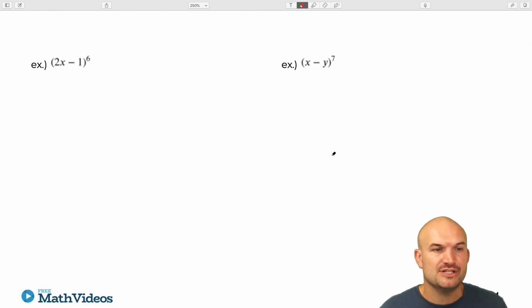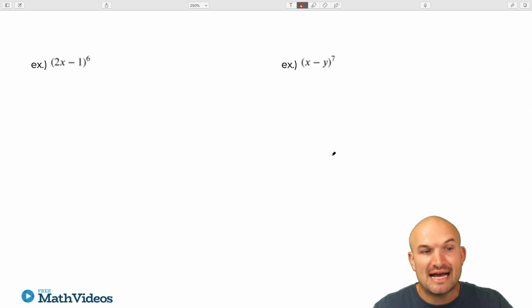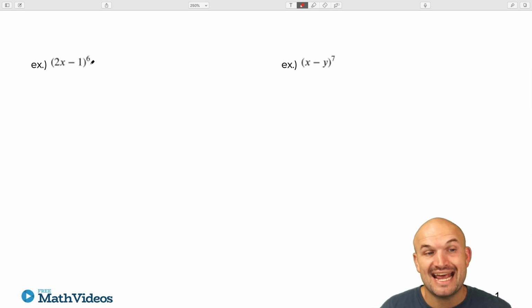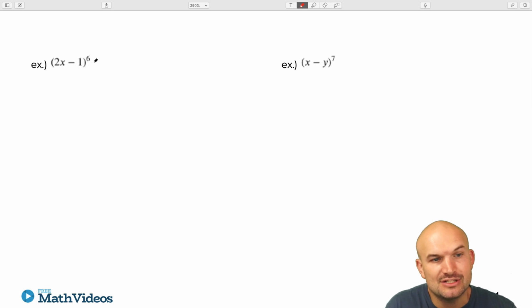All right, so for the next one, you can see that we have some coefficients. Now, when we have coefficients, it's going to be very important to use parentheses because we're not just taking the x to the power, we're taking 2x to the power. We're not just taking 1 to this. This is actually a negative 1. So a lot of times what I like to do when I have a problem like this is rewrite this using parentheses.